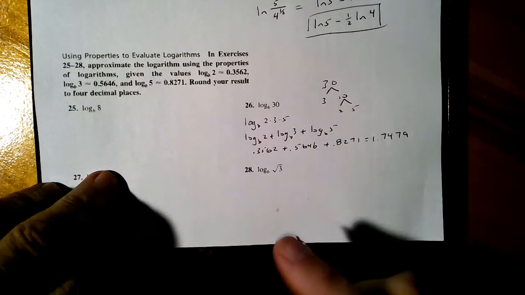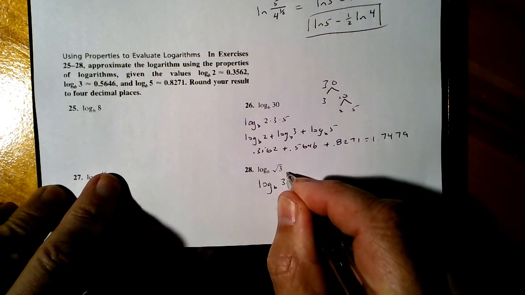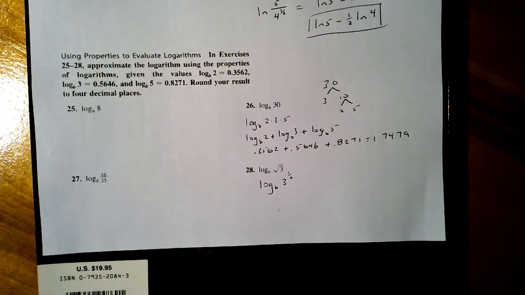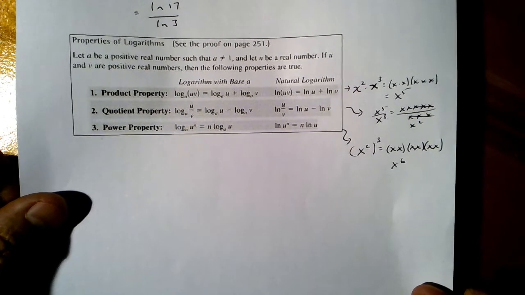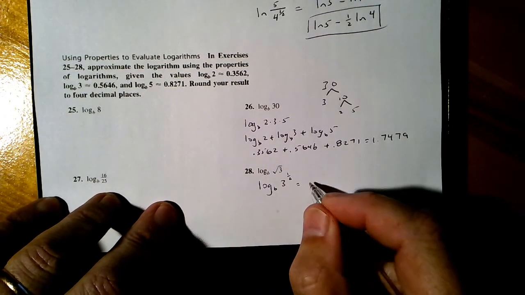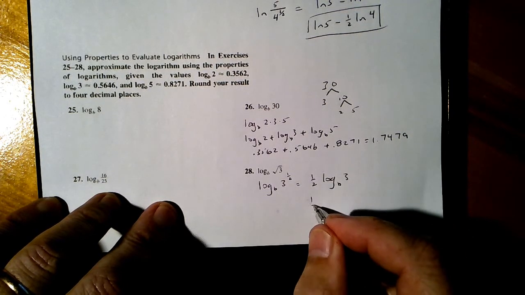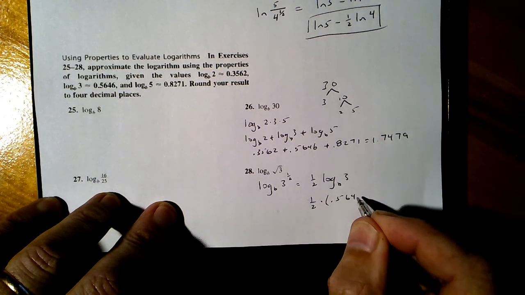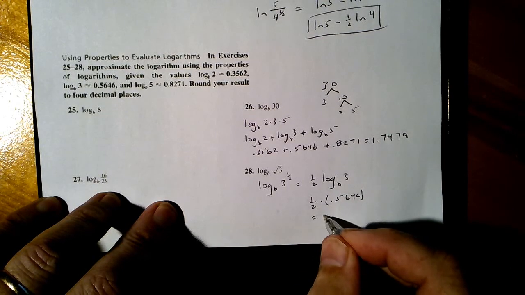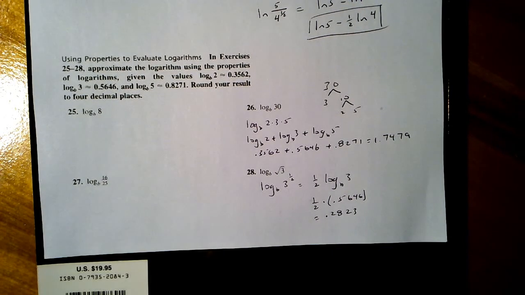And then 28, well, this is already a 3. Why don't we treat this like log base b of 3 to the 1/2, the square root, and that lets us use the power property, number 3. I get 1/2 log base b of 3, or 1/2 times 0.5646, which is 0.2823. So that should be a fairly quick page for you.